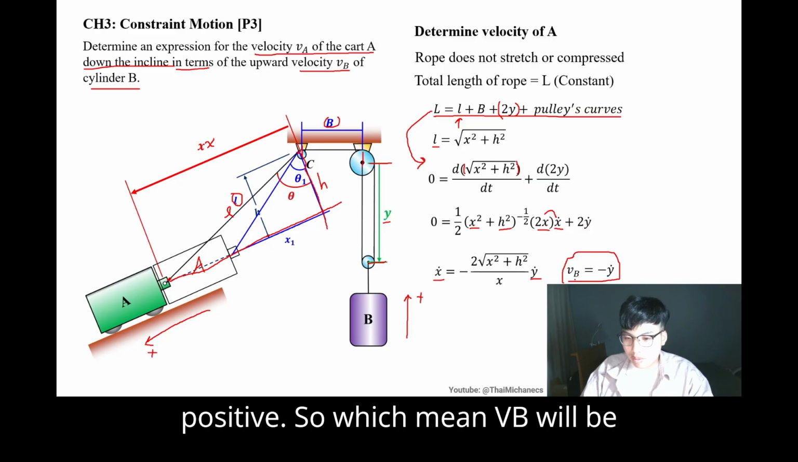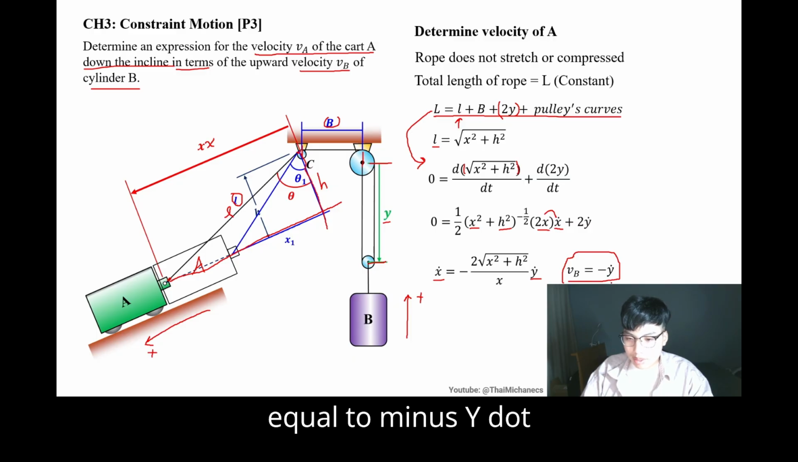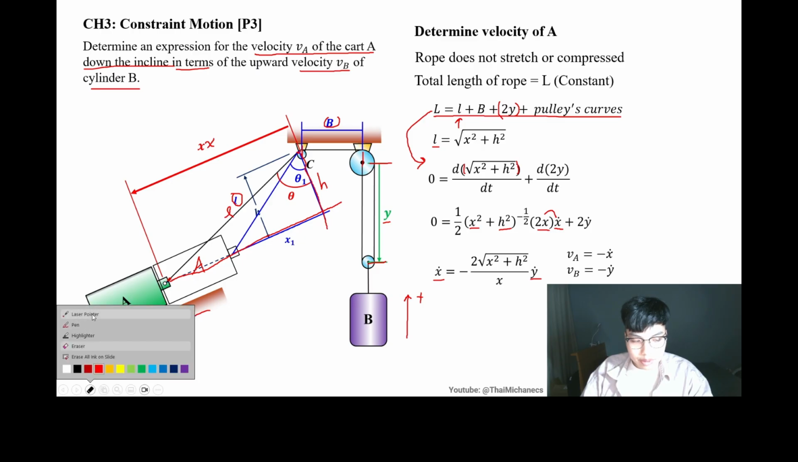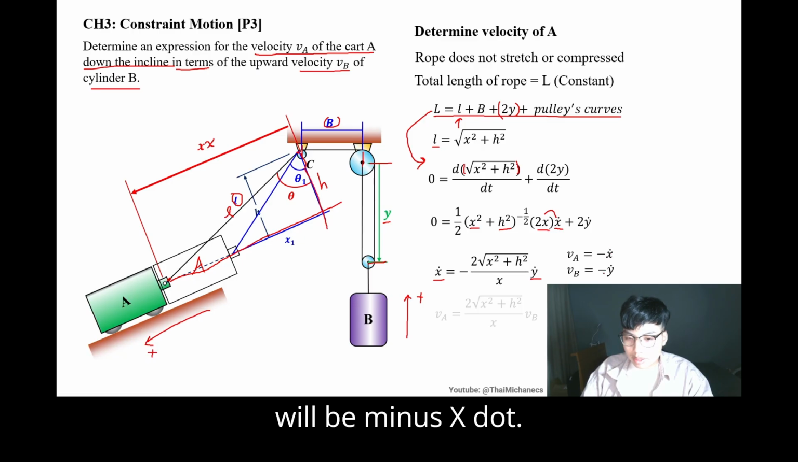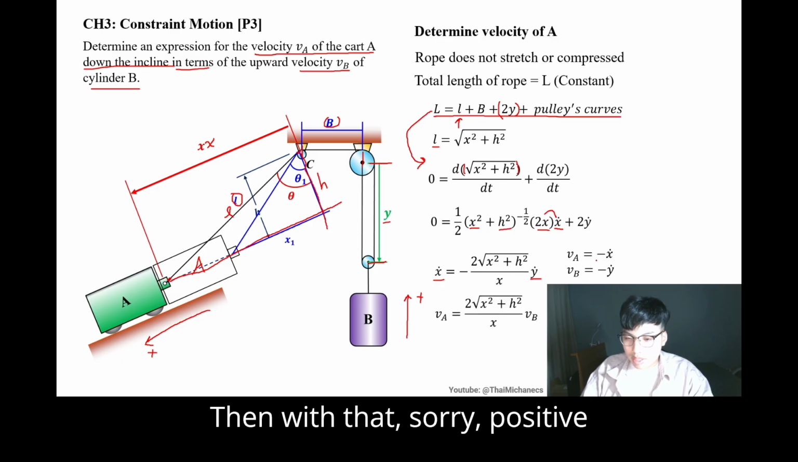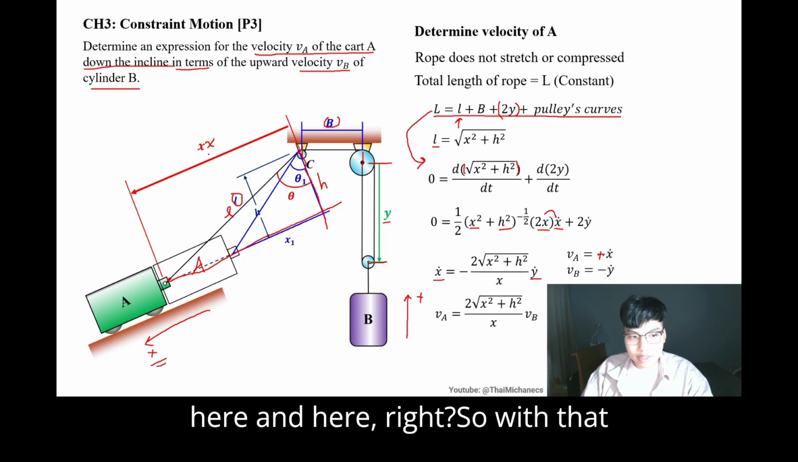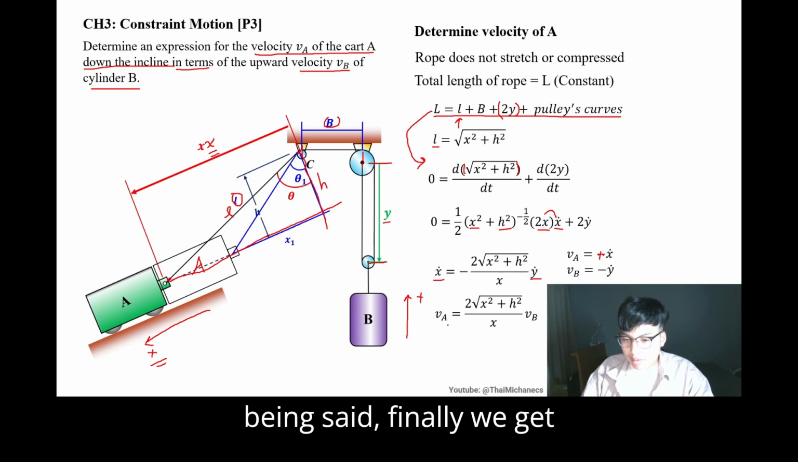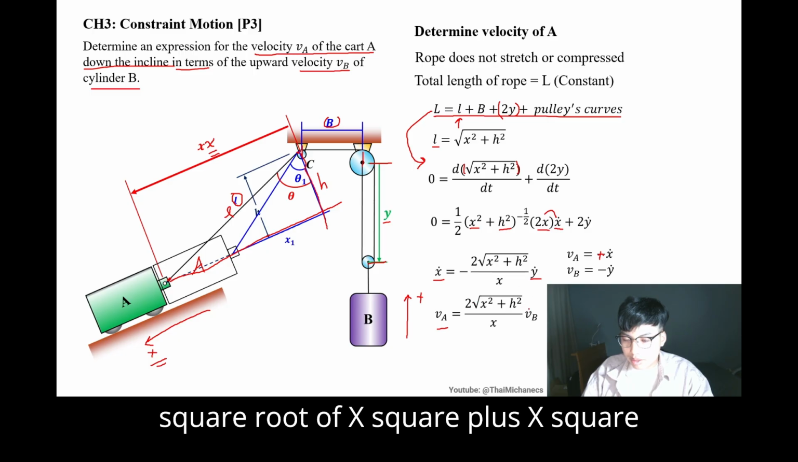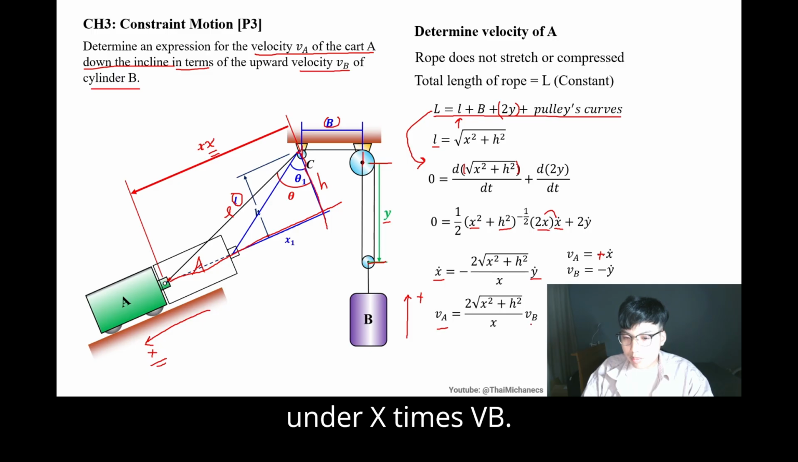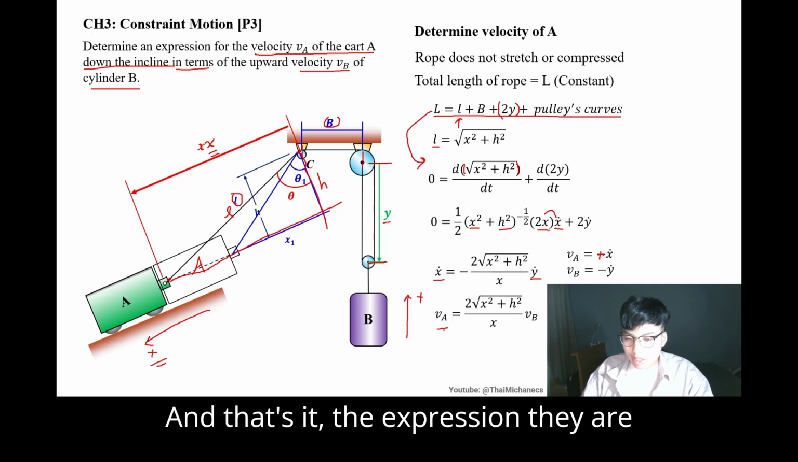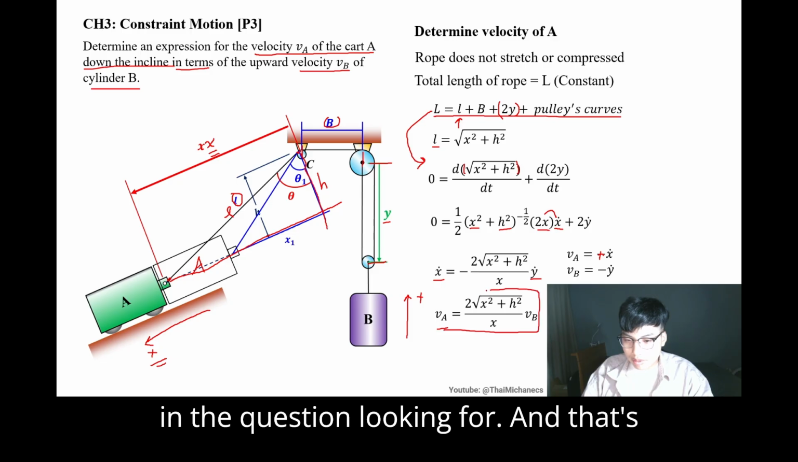So which means VB will be equal to minus y dot, and VA will be equal to positive x dot, because it's in the same direction here and here, right? So with that being said, finally we get VA equal to 2 square root of x squared plus h squared under x times VB. And that's it, the expression they are looking for in the question.